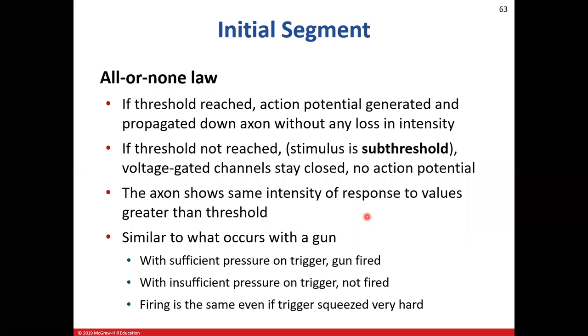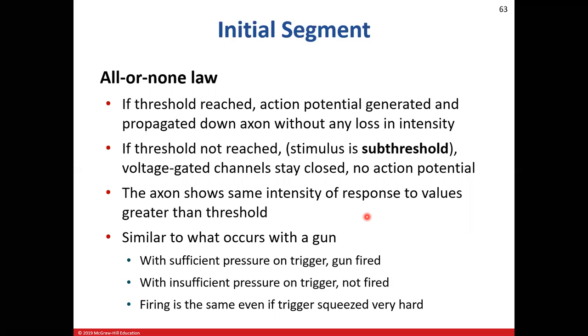So now that was our receptive segment. What happens at the initial segment? Well, the initial segment is the area around the axon hillock. And we've talked about having to reach the threshold stimulus of minus 55 millivolts. If we reach the threshold stimulus, an action potential is generated and is propagated down the axon without any loss in intensity.